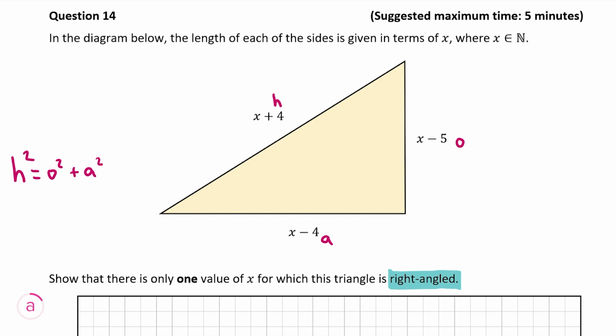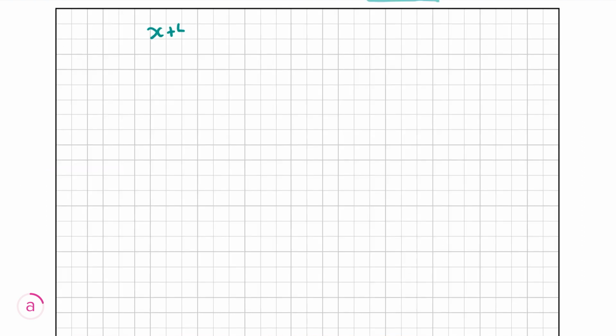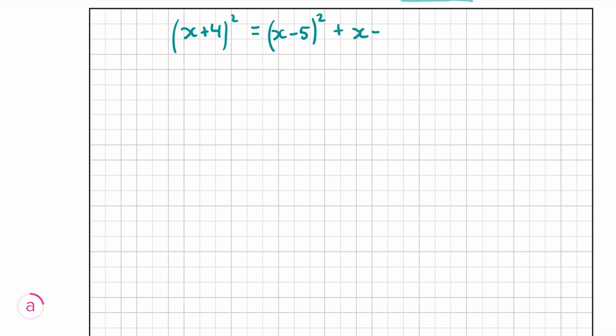opposite. So now let's use Pythagoras' theorem here to show that there's only one value of x for which the triangle is right angled. And again, we can use Pythagoras' theorem as that can only be used for right angled triangles, and we want to show that there's only one value of x for which it's right angled. So we're saying that (x plus 4) squared is equal to (x minus 5) squared plus (x minus 4) squared.